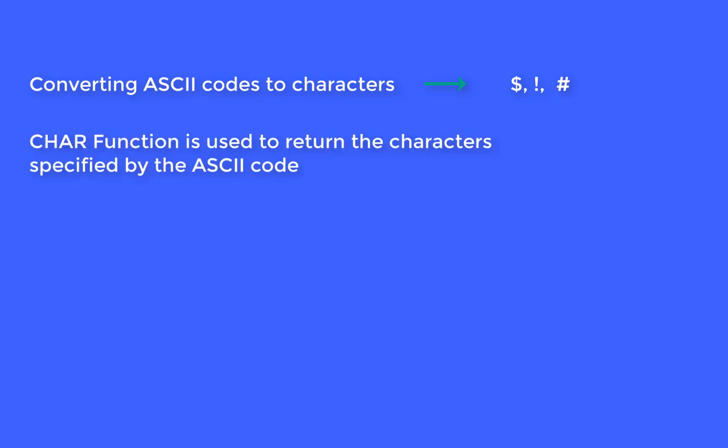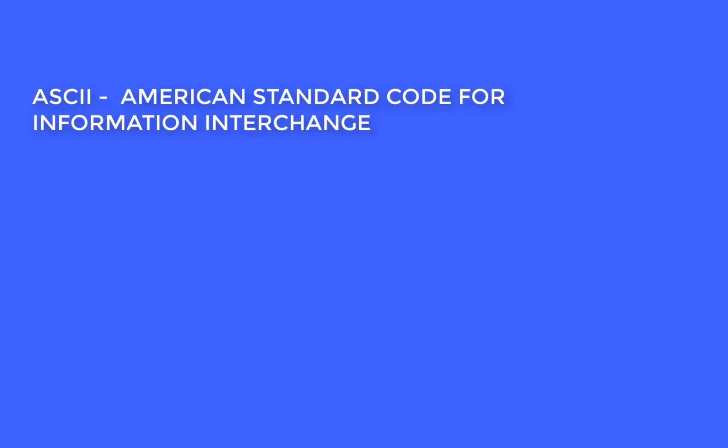So the CHAR formula is mainly used for converting ASCII codes to characters. The CHAR text function is used to return the character specified by the ASCII code. The formula used for the CHAR function is denoted with equals CHAR and then followed by the number. So you're probably wondering, what the heck is an ASCII code? ASCII stands for American Standard Code for Information Interchange and is a character encoding standard that represents text characters in computers and other devices that use text.